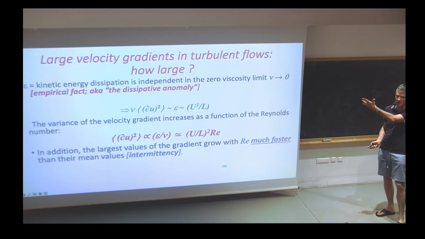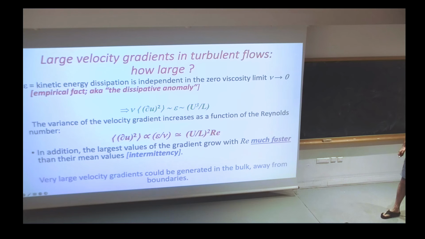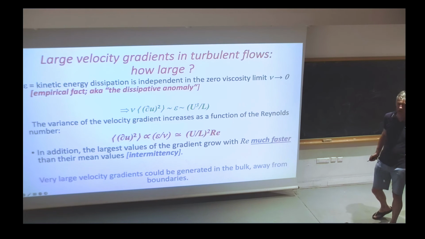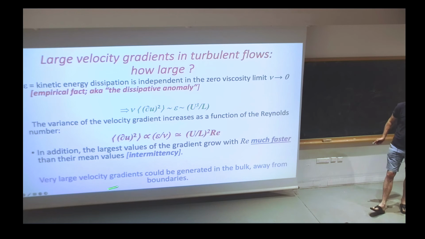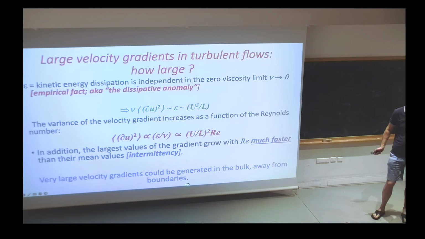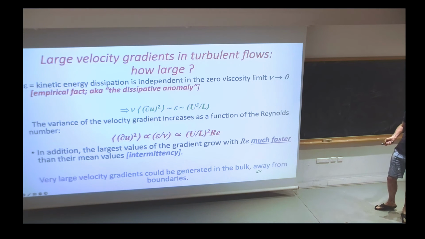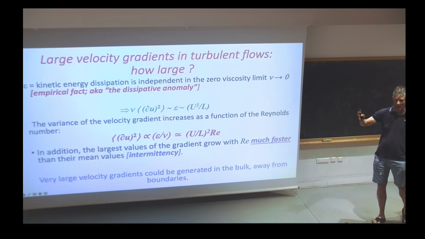And that's what this previous picture was showing, and that was effectively the notion of intermittency. And so the question, which some people would say is a $1 million question, is: how can large velocity gradients be generated in the bulk? Away from boundaries. Of course, there are boundaries, which is another can of worms, but here I'll just be focusing on what's happening in the bulk, so away from any boundaries.